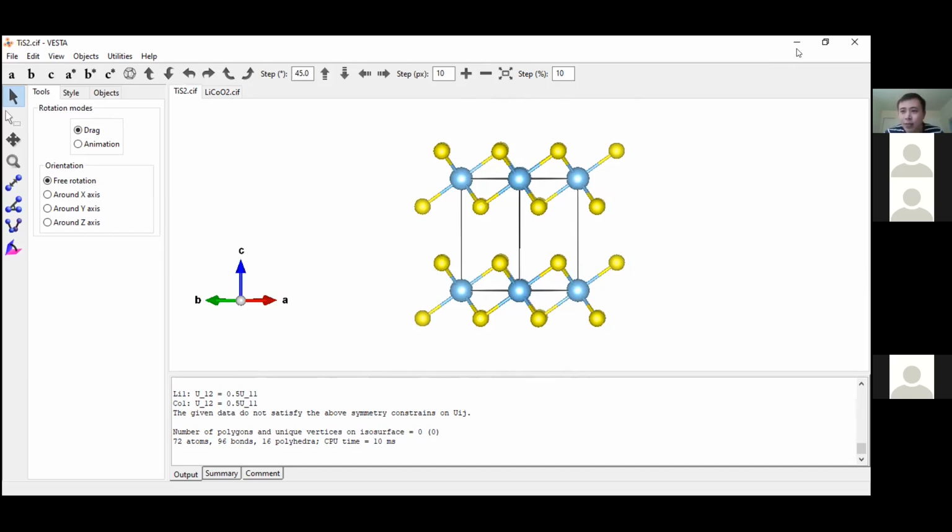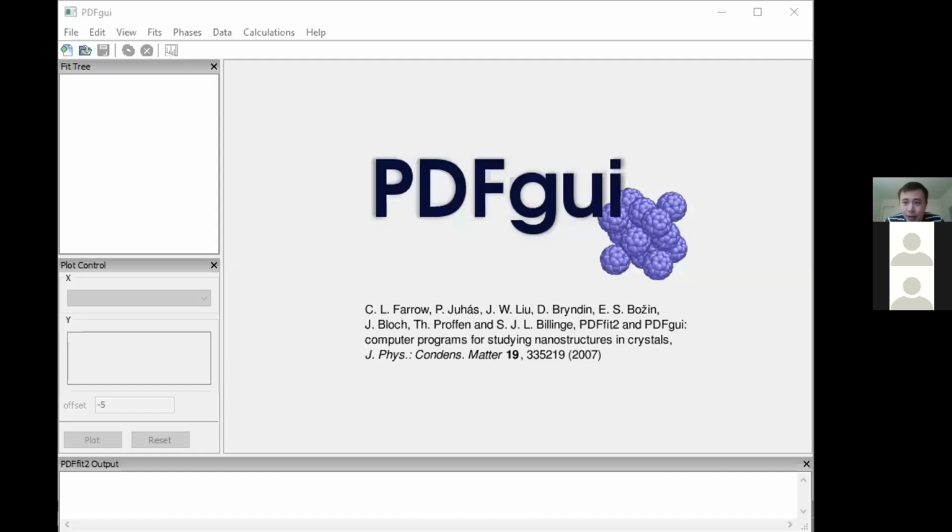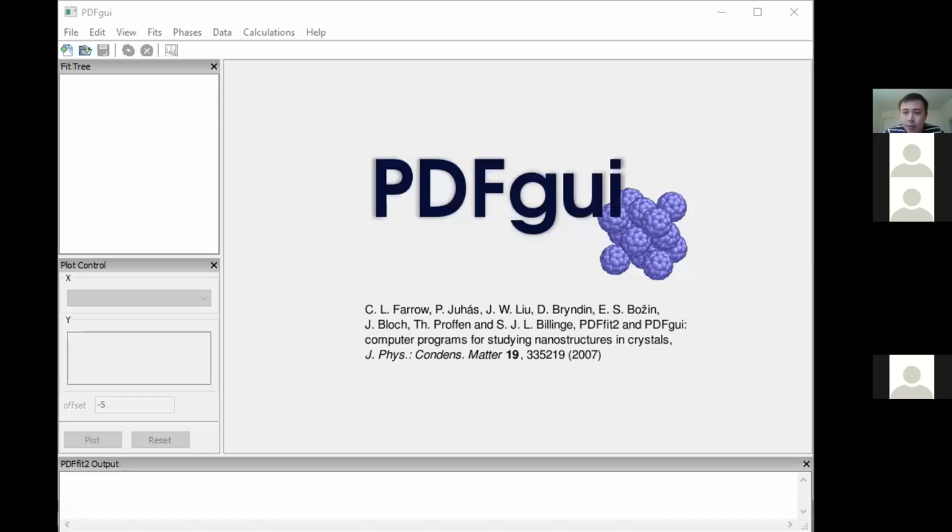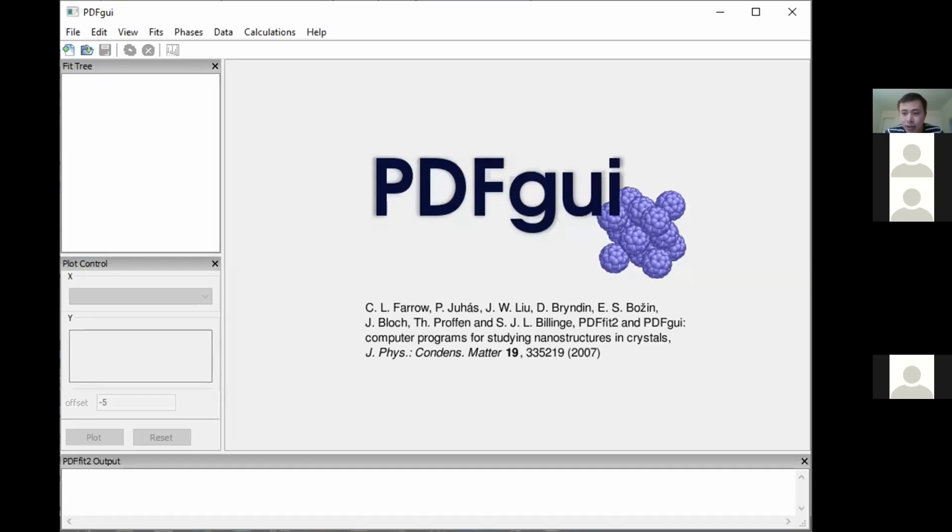Okay, now let's move to PDF GUI. We already checked the structure of our model material. I think I need to re-share. Let me stop share first, and share my PDF GUI. So has everybody succeeded in installing PDF GUI? Okay, I see some hands up. Okay, that's good. So I assume everybody has succeeded.